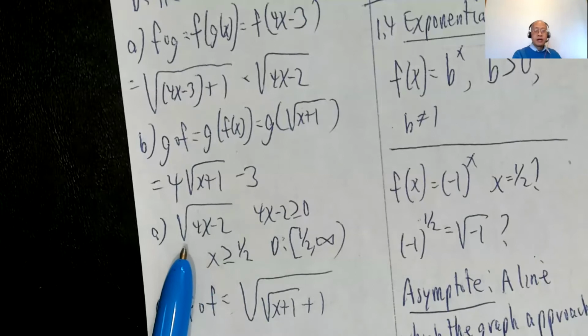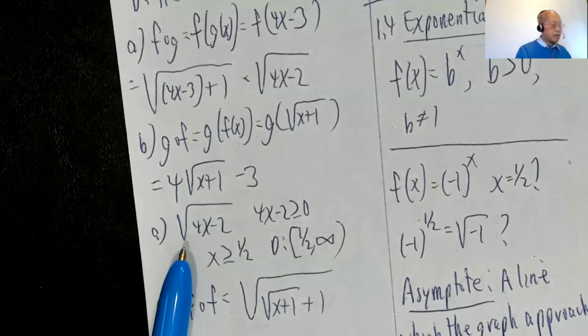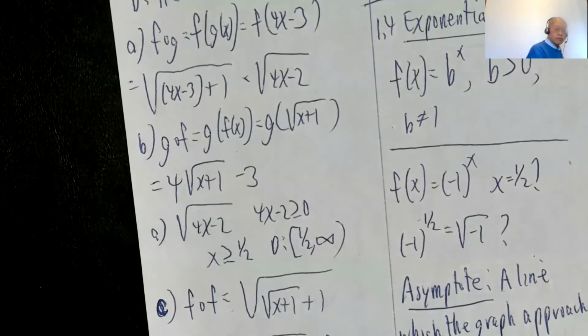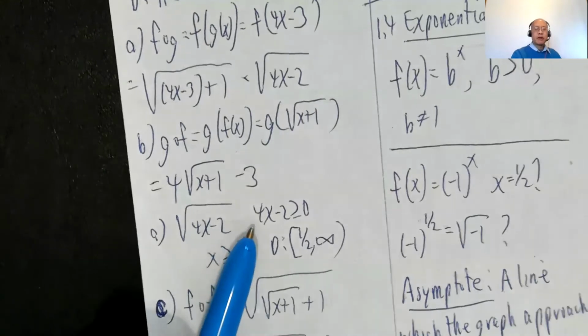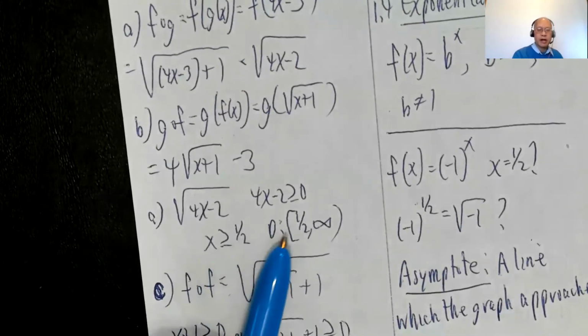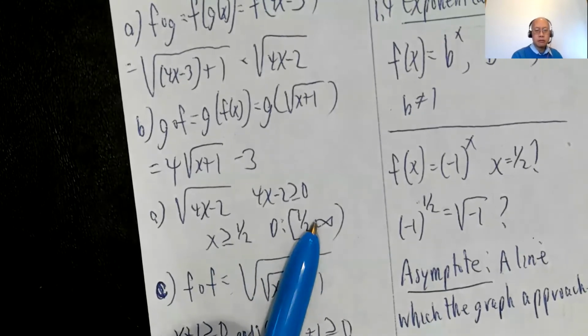And then going back to part A, you have the square root of 4x minus 2. What is the domain? Well, 4x minus 2 has to be greater than or equal to 0. That means x is greater than or equal to half. So the domain is bracket 1/2 to infinity. F circle f is a little bit tougher to find a domain.